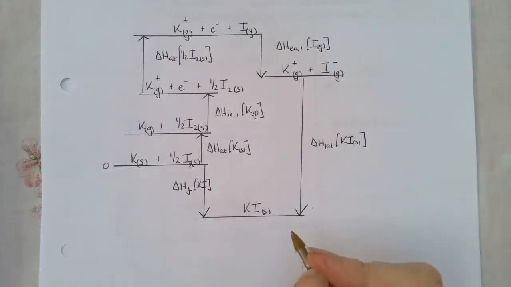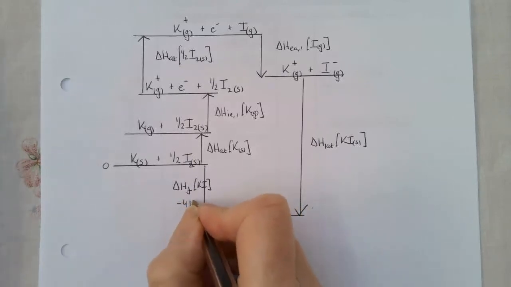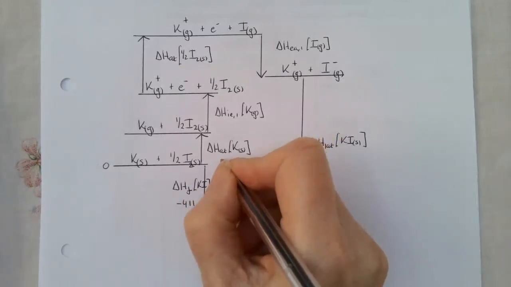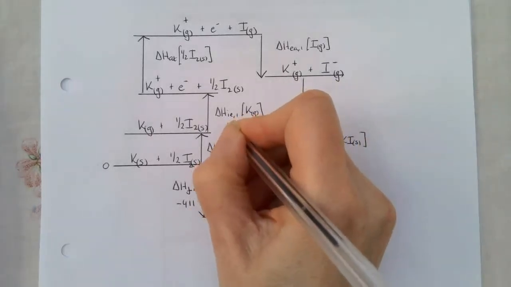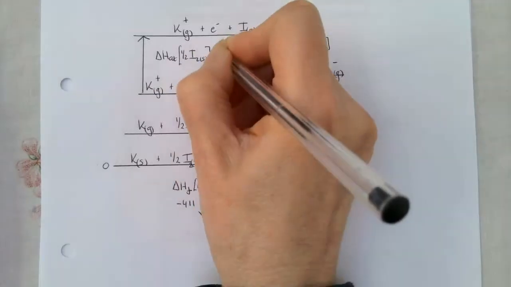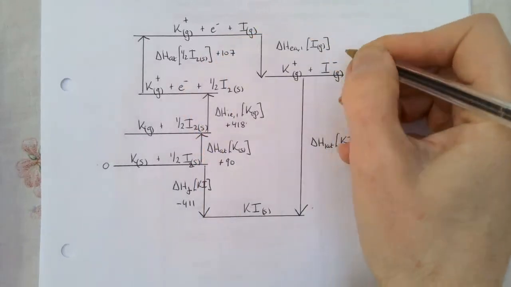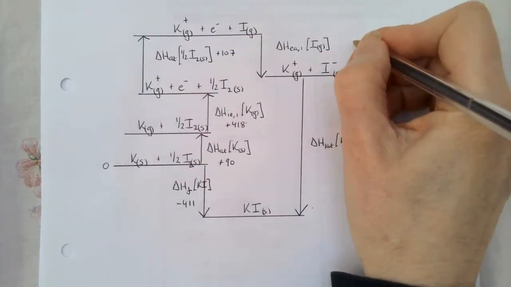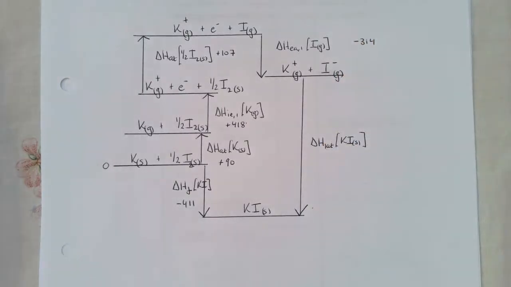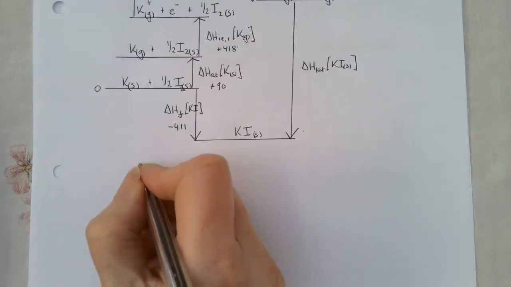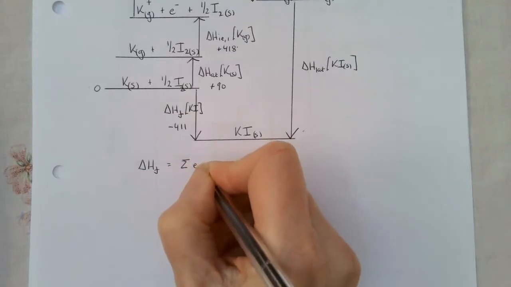I can also put in my numbers, so the enthalpy of formation is going to be minus 411. The delta H atomization of potassium is plus 90. Ionization plus 418. Atomization of my iodine plus 107. The electron affinity of my iodine minus 314. I'm going to use these to calculate my delta H lattice, so that I know that my delta H formation is equal to the sum of everything else.